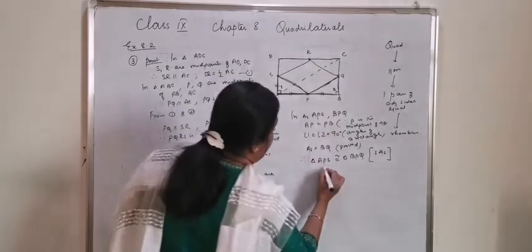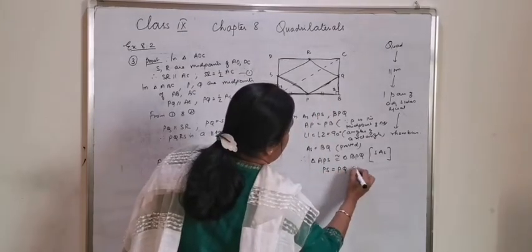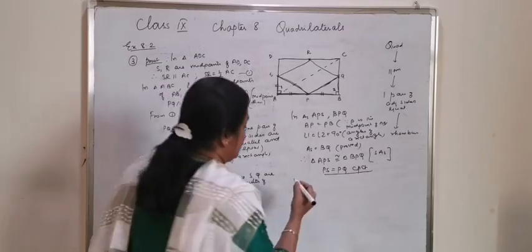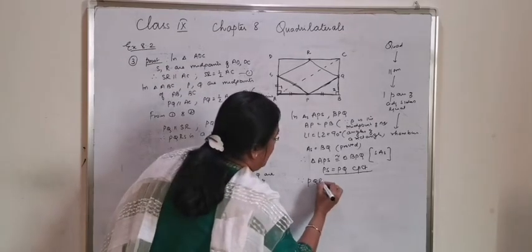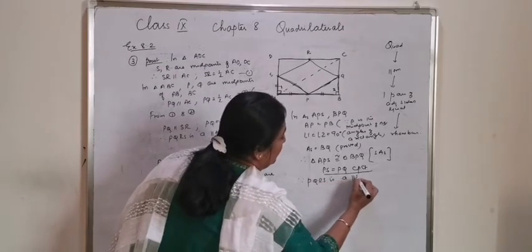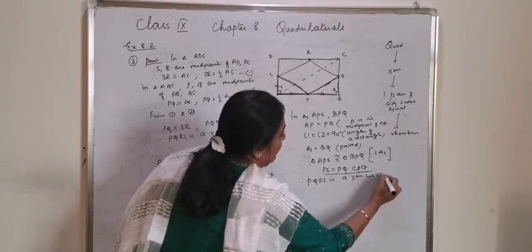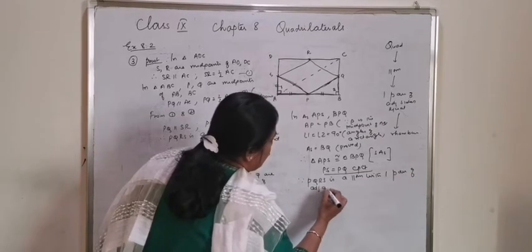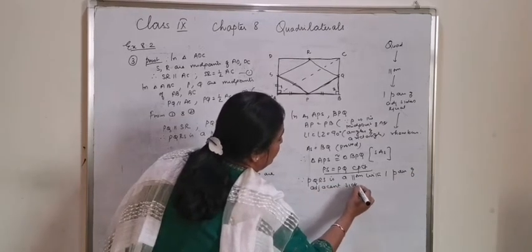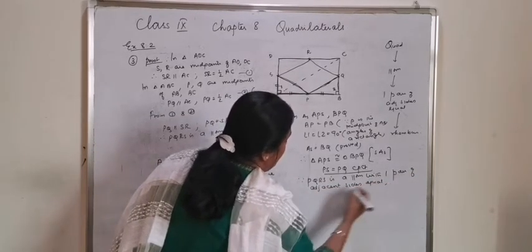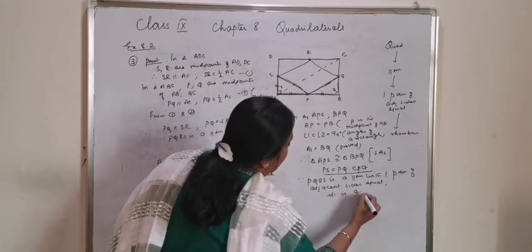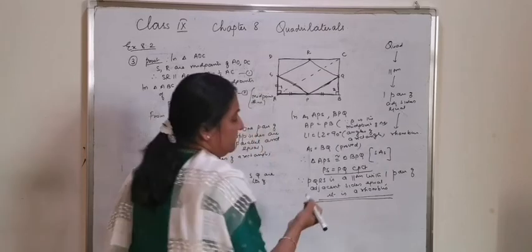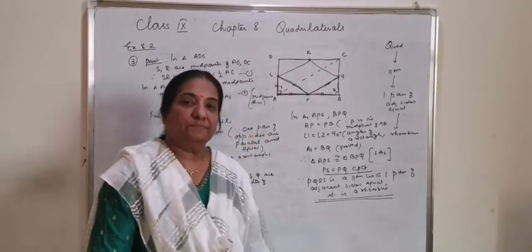PS is equal to PQ by CPCT. And how do you give the conclusion? Since PQRS is a parallelogram with one pair of adjacent sides equal, it is a rhombus.